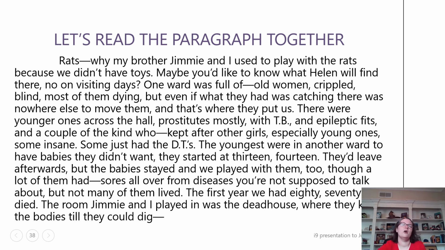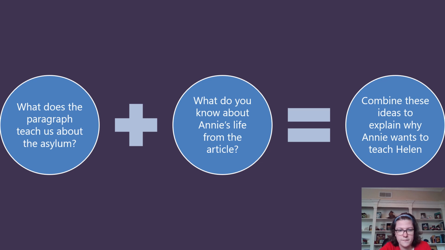Okay, so this is the paragraph that we're going to need to find evidence from. Now, if you're not sure what it is, like TB is tuberculosis, that's okay if you didn't know that. Probably you're not going to want to choose that as your evidence. There's plenty of more evidence in this paragraph. Okay, so what does the paragraph teach us about the asylum? What do you know from Annie's life about the article? And you're going to combine those two ideas about why Annie wants to teach Helen. Think about, where would Helen go if Annie wasn't there?